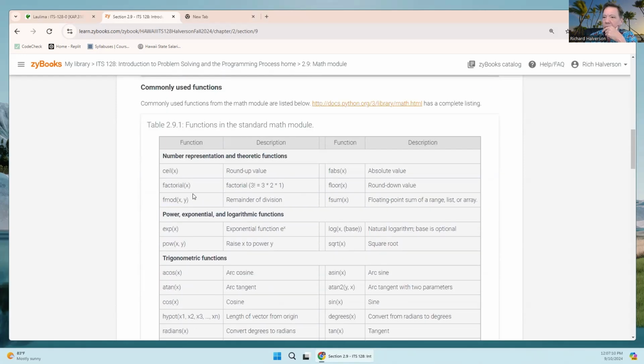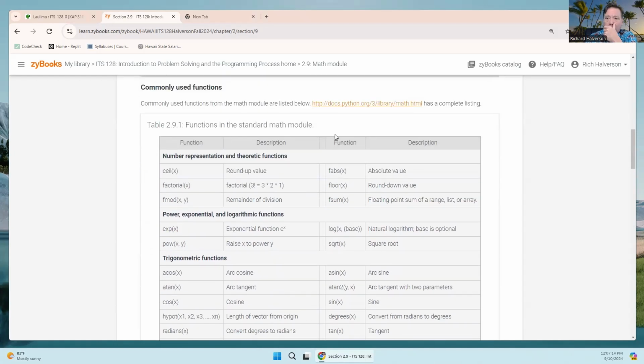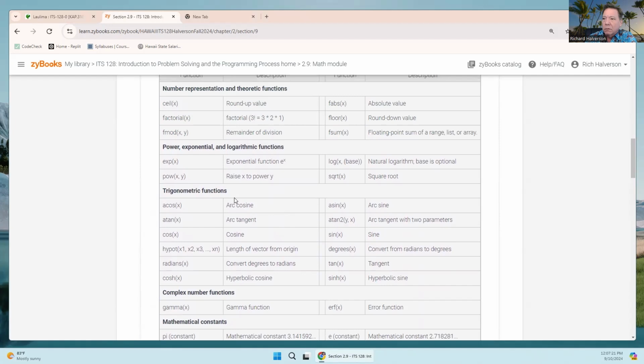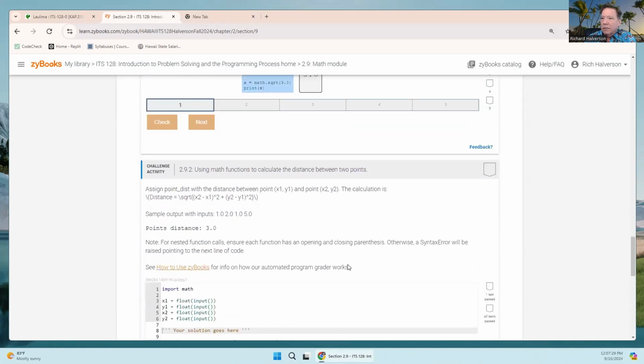So anyway, there's a bunch of them. Here's a bunch of them. These are all math module functions. Well, here's square root. Just saw that one. See, so there's a bunch of them. Let's see what they are. All right. So what's this challenge activity?